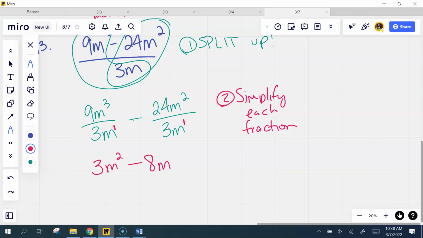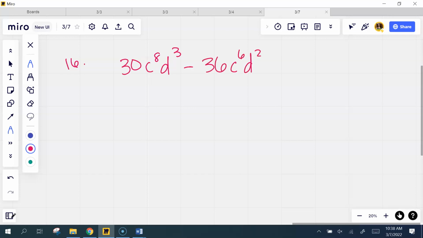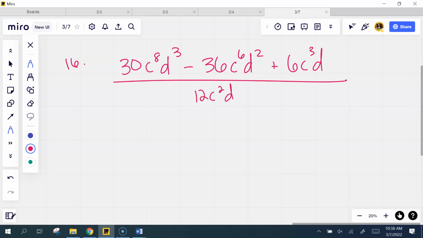Let's kick it up a little bit. Let's look at 16 and then we'll come back to 15. 30C^8D^3 minus 36C^6D^2 plus 6C cubed all over 12C squared. Polynomial on top, monomial on the bottom. So what am I going to do? Separate it. Split them up. That's exactly right.